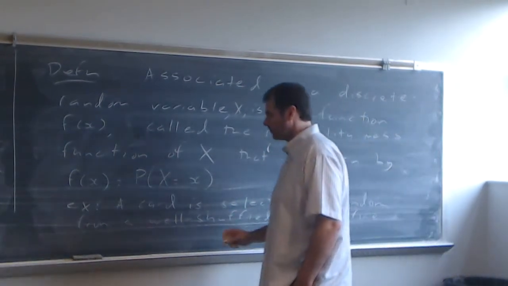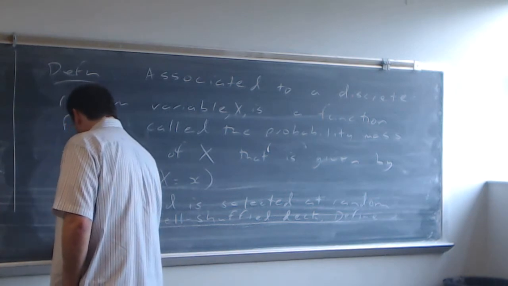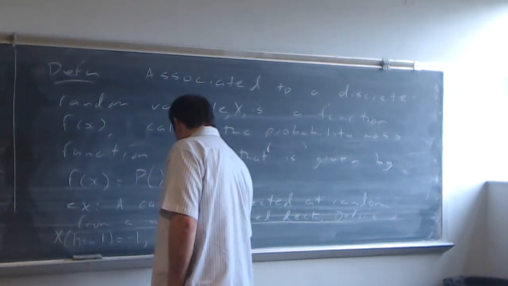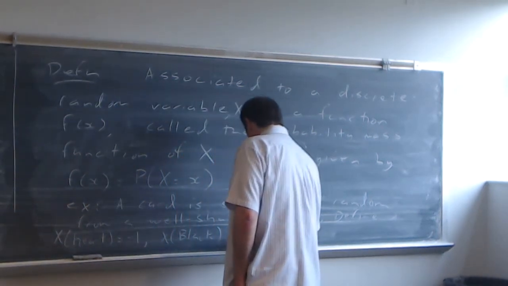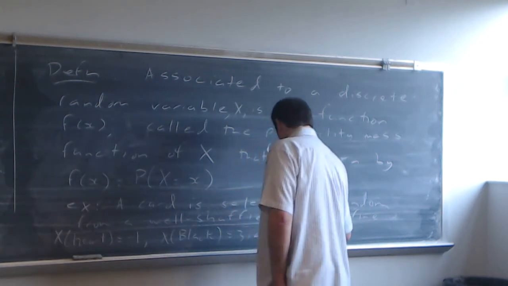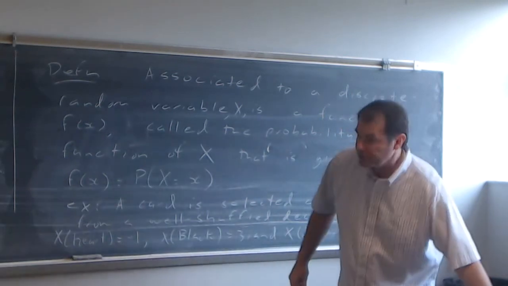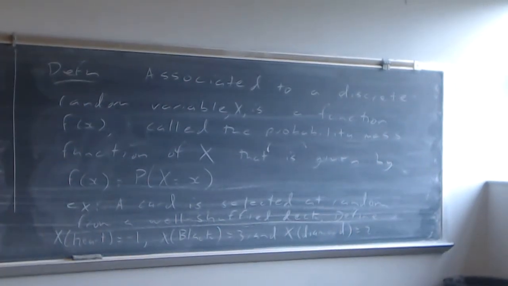Define, just as we had before, X of a heart equal to -1, X of a black card equal to 3, and X of a diamond equal to 2. What we want to do is find the PMF, probability mass function. Now the probability mass function is going to be defined on all x values over the whole real line.